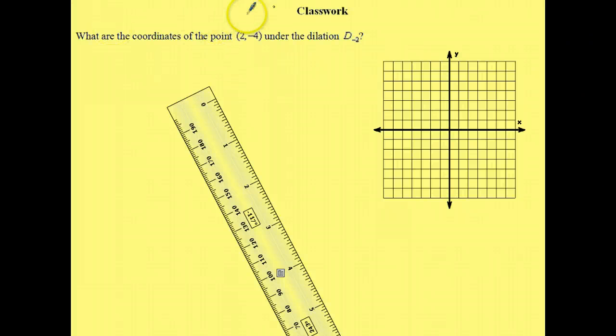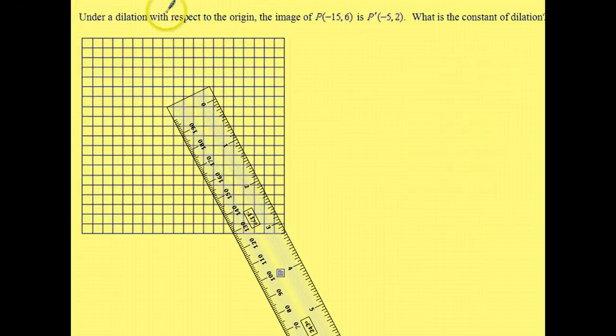So I want you to try this classwork. Under dilation with respect to the origin, the image, this becomes this. What is the constant? So graph it and figure out what the constant is. How do you get from -15 to -5? What do you multiply by?